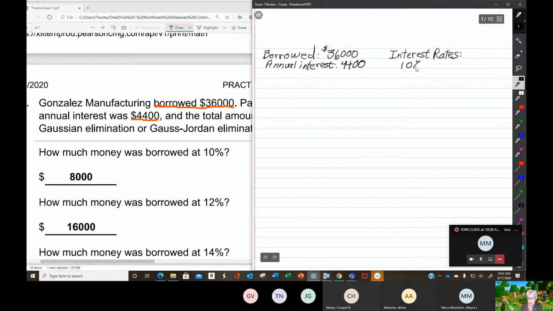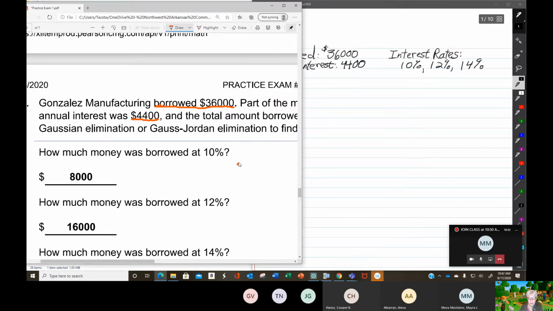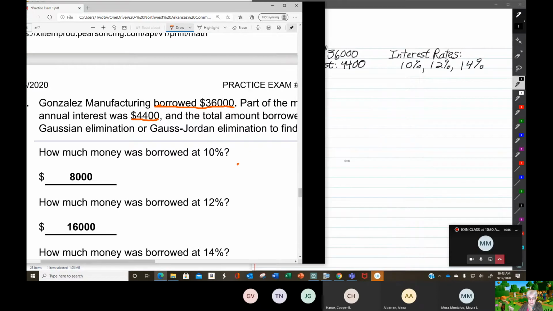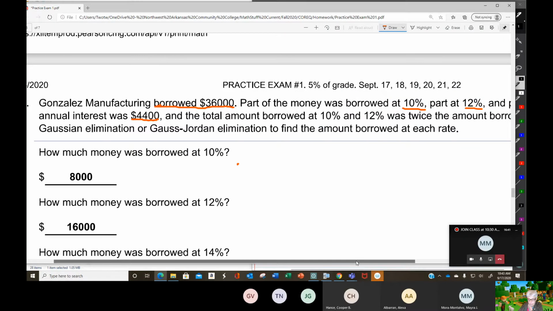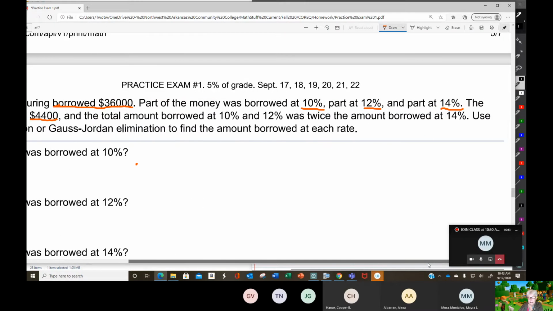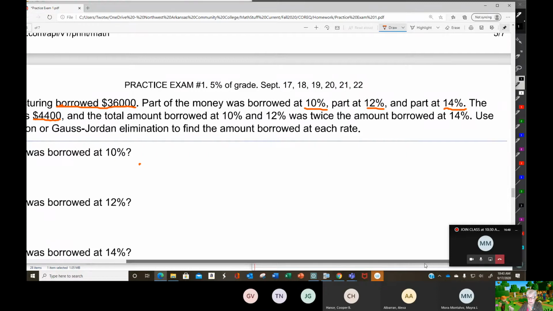10%, 12%, and 14%. And I'm going to double check that to make sure I've got that right. 10%, 12%, and 14%. And then we're given another fact.